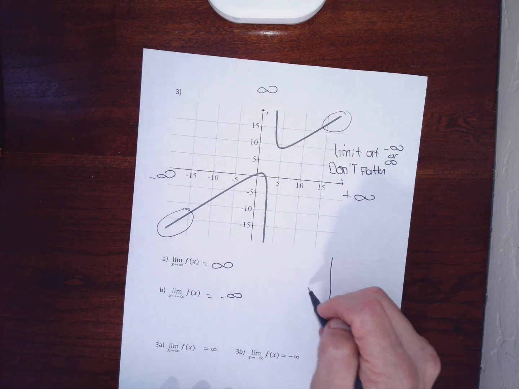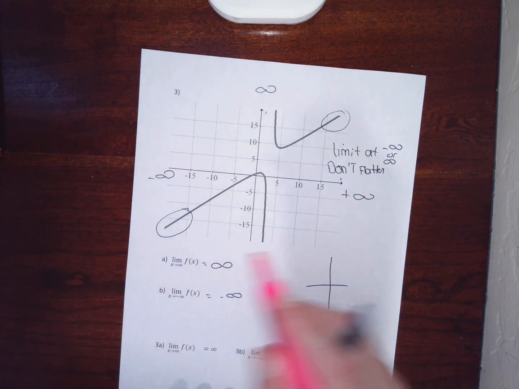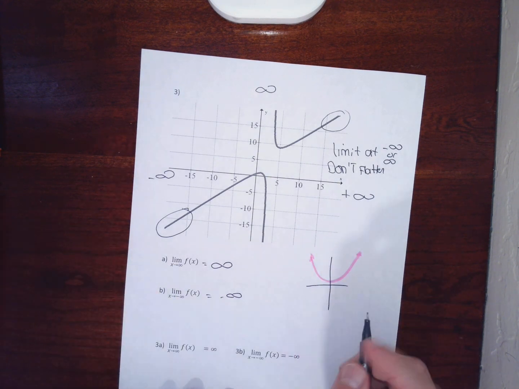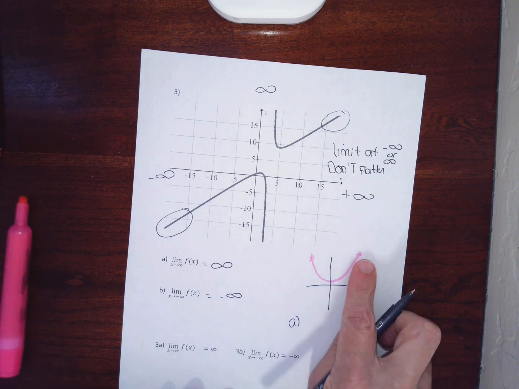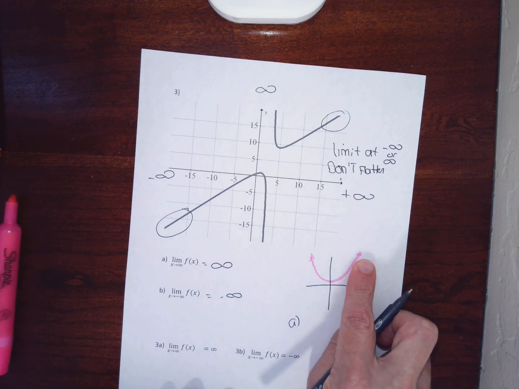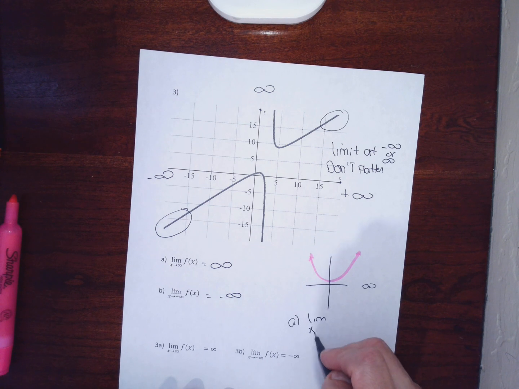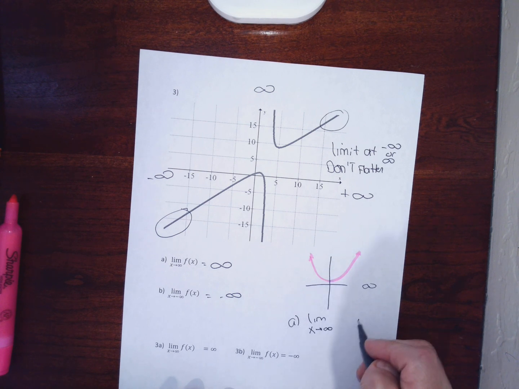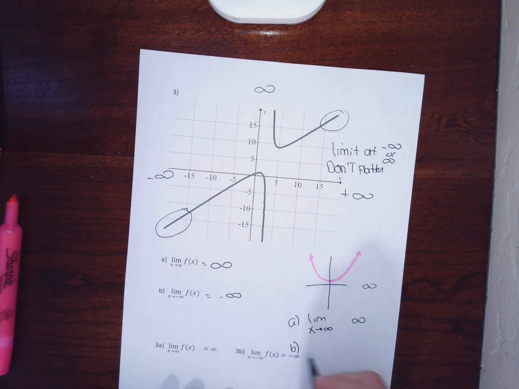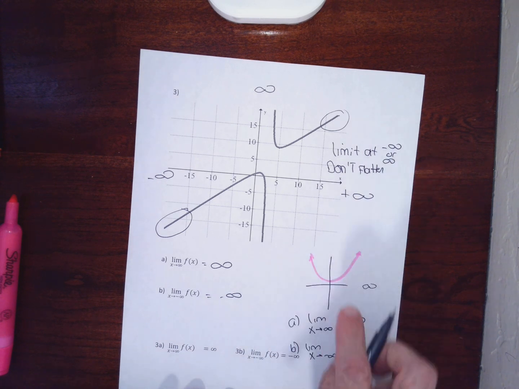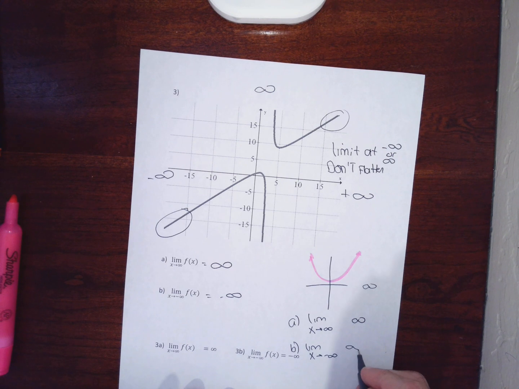I could do something like this. Ask the same questions. If I ask this one for part A, it's going to be the same limit for the positive infinity because it's going up on that right-hand side. This is the positive infinity side and it's going up. So the limit as x approaches positive infinity would still be infinity. But for part B, the limit as x approaches negative infinity, which these are the negative x's, it's also going up as opposed to going down. This would be another positive infinity.